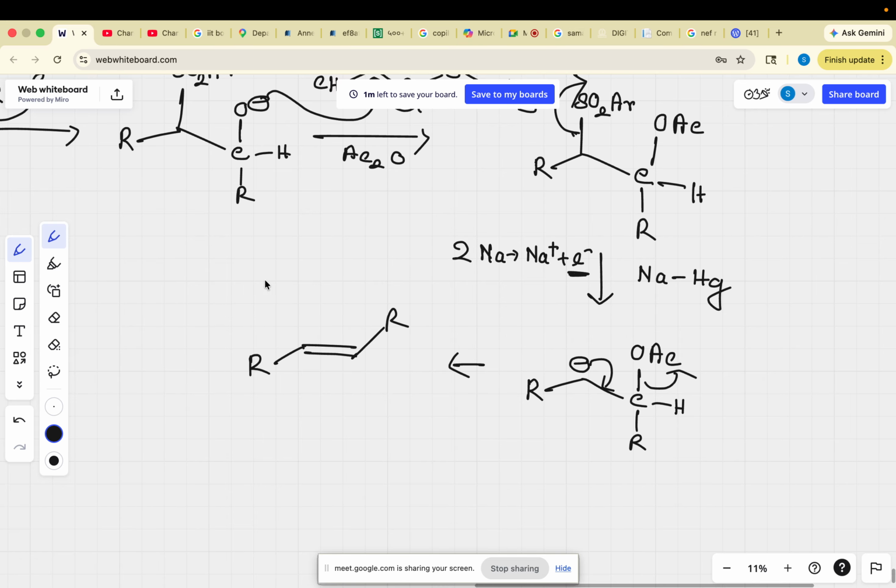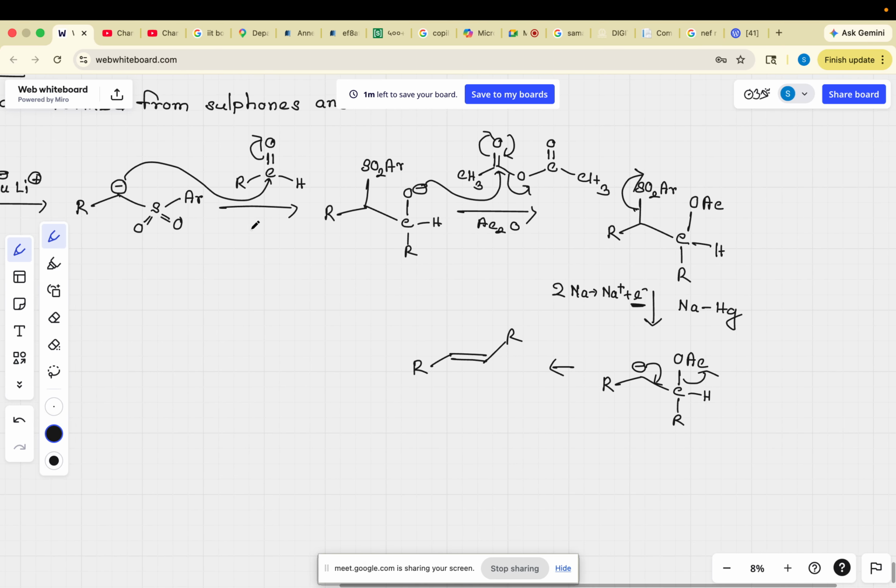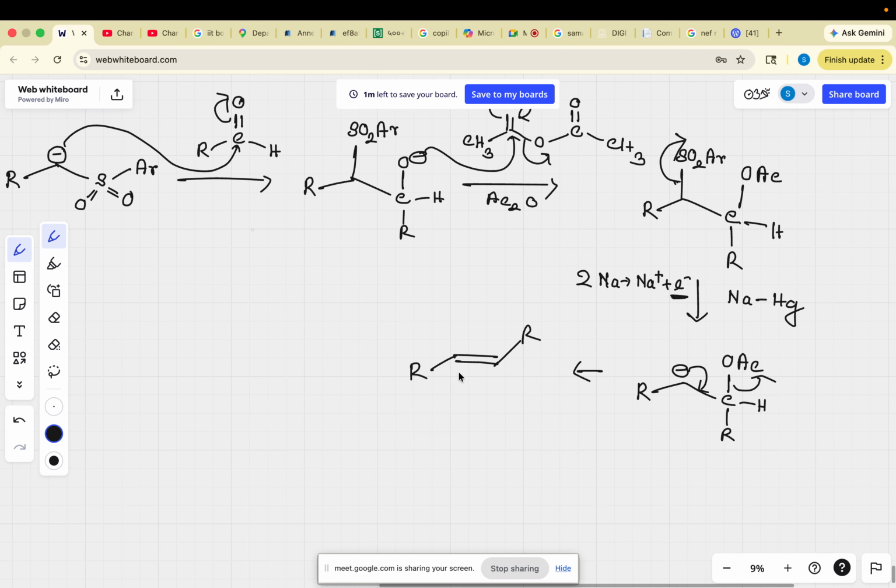Okay, trans alkene you will get, not cis alkene. Here you can do it like this also, otherwise you will think it's a cis product. You can write R this side, hydrogen this side. Okay, basically if you have a carbon, there is no fixed position of R and hydrogen, because it's an sp3 hybridized atom. Anything can be present, but ultimately when you get your product, you are getting E alkene. Okay, so Julia olefination means you will always get E alkene.